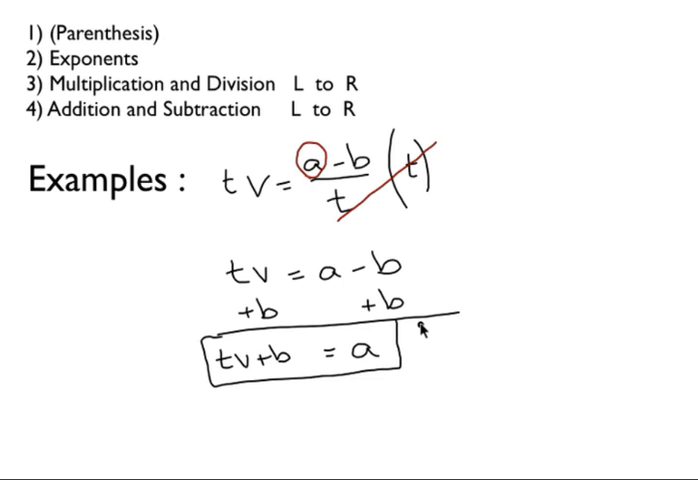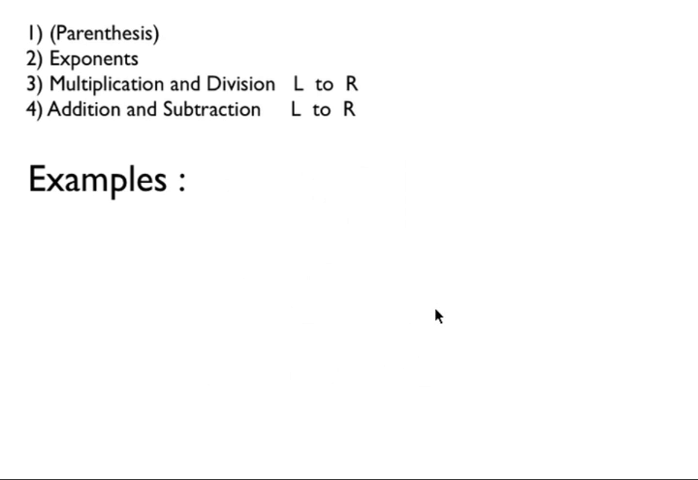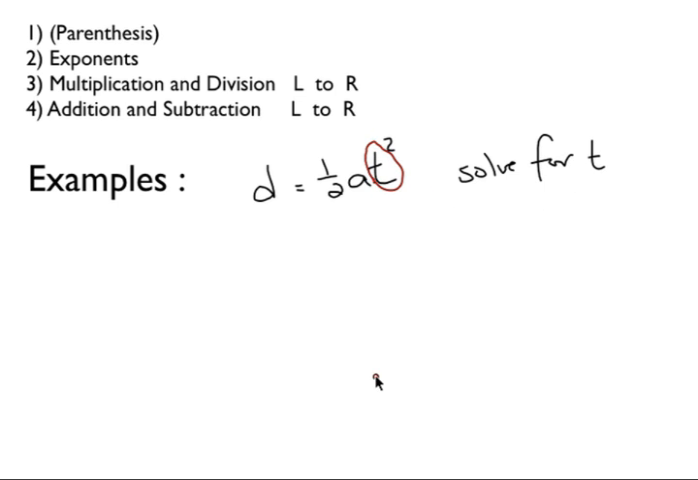Okay, let's try another one. Let's see what happens when we have something that is squared. So let's say we had d equals 1/2 at squared, and we're going to solve for t this time. So we'll circle that t, because that's the one we want to isolate.